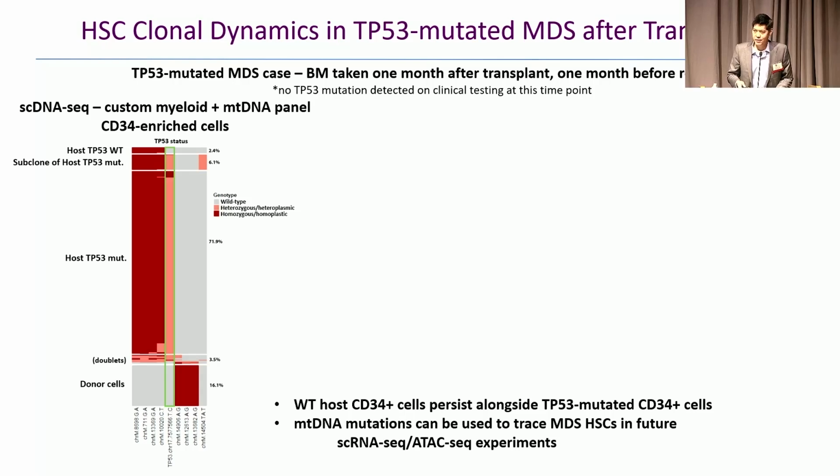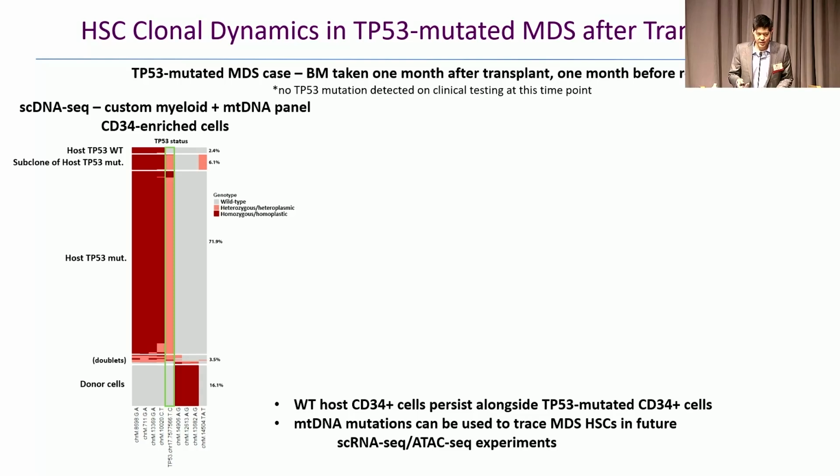And what's shown on the left is every column is a mutation, every row is a single cell. And so the blocks of red on the left and the right are basically the mitochondrial mutations that allow us to tell host from donor. The column in the middle is the P53 mutation. Gray is wild type, pink is heterozygous.